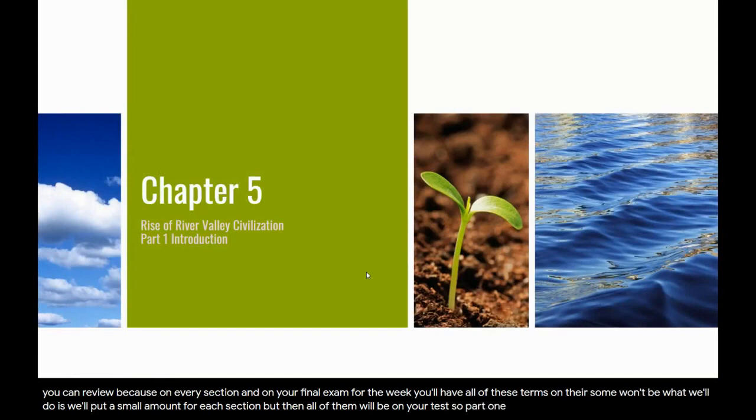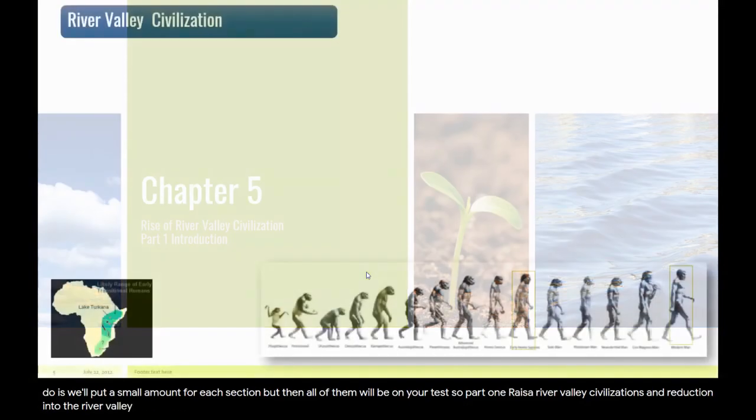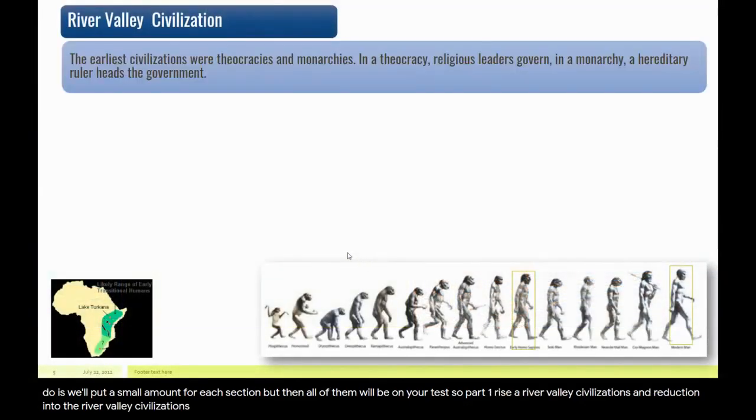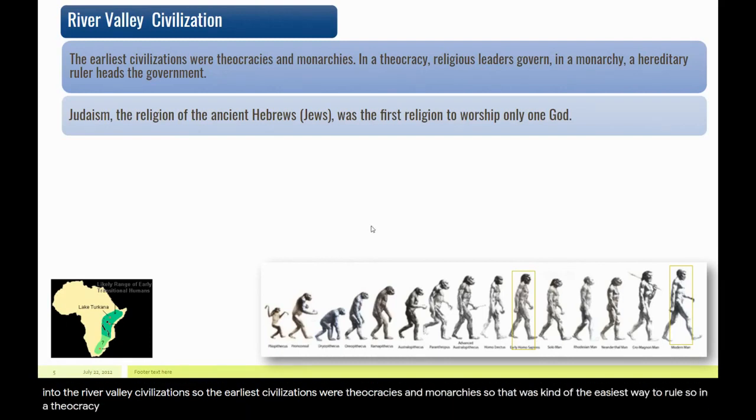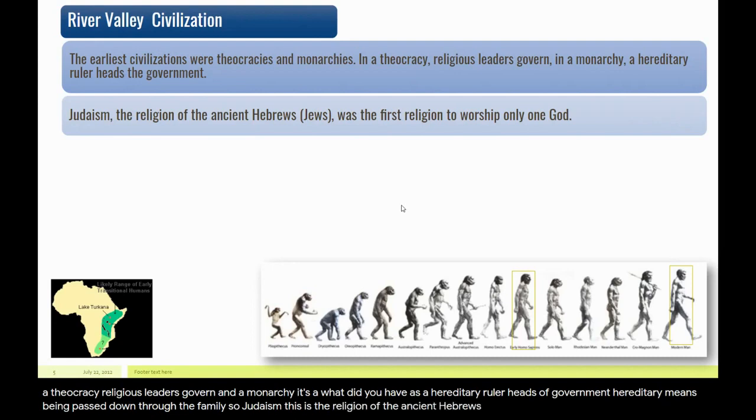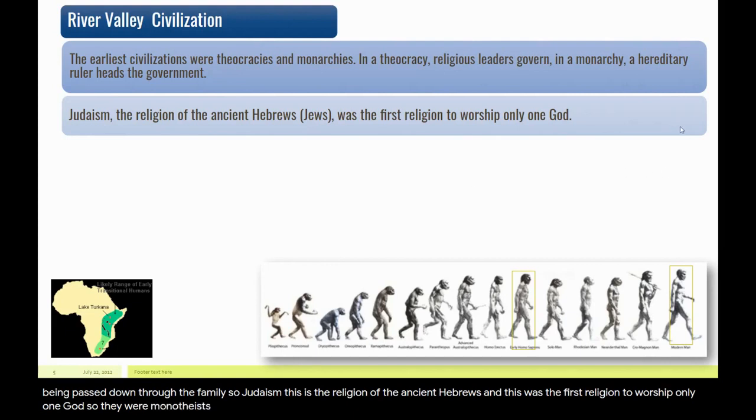So part 1, Rise of River Valley Civilizations, Introduction into River Valley Civilizations. The earliest civilizations were theocracies and monarchies. That was kind of the easiest way to rule. In a theocracy, religious leaders govern. In a monarchy, you have a hereditary ruler, the head of government. Hereditary means being passed down through the family. Judaism is the religion of the ancient Hebrews, and this was the first religion to worship only one God. So they were monotheistic.